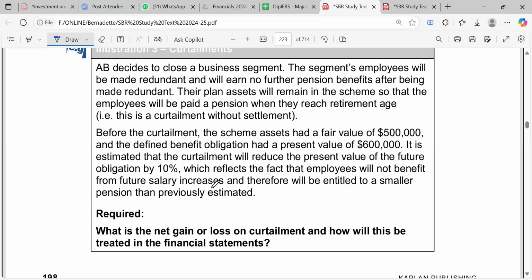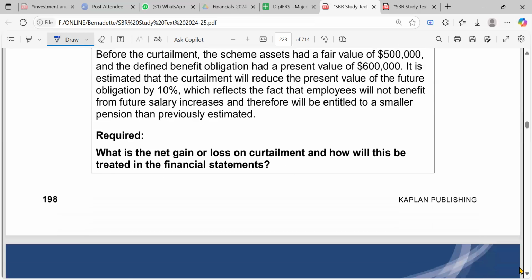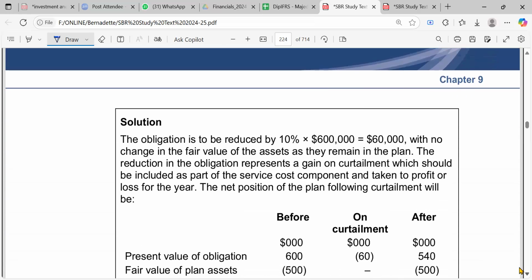Of course, because like I told you, that obligation is based on what you would get in the future. Now you have been curtailed, so you want to receive what was original. Required: what is the net gain or loss on curtailment, and how will this be treated in the financial statements? Well, whenever you have a gain or loss on curtailment, it is just taken to profit or loss. So, like you have been told, the obligation is to be reduced by 10%. How much?